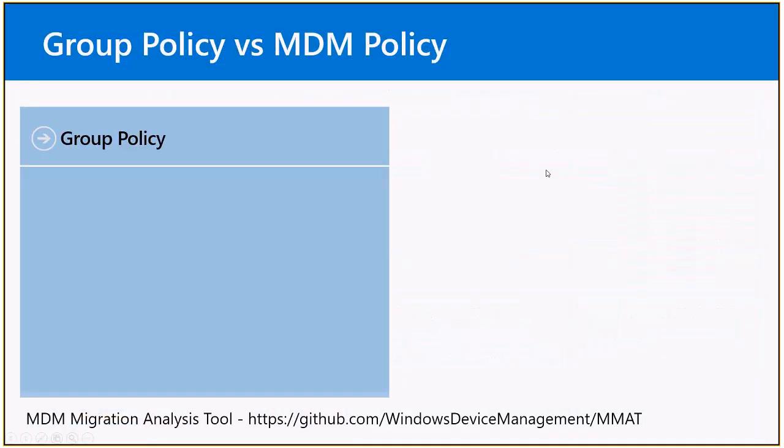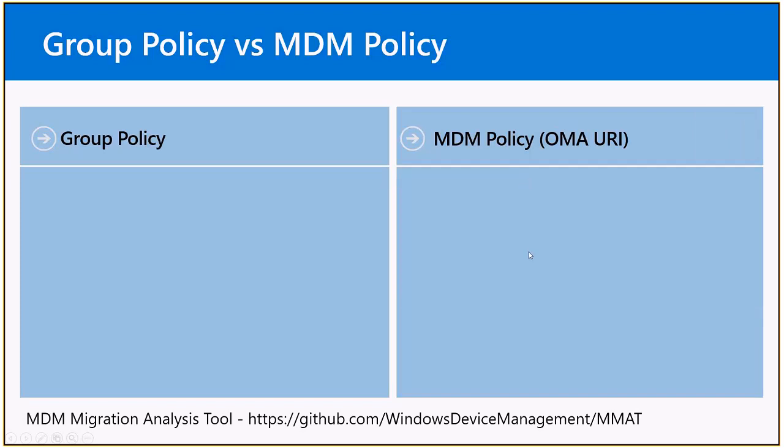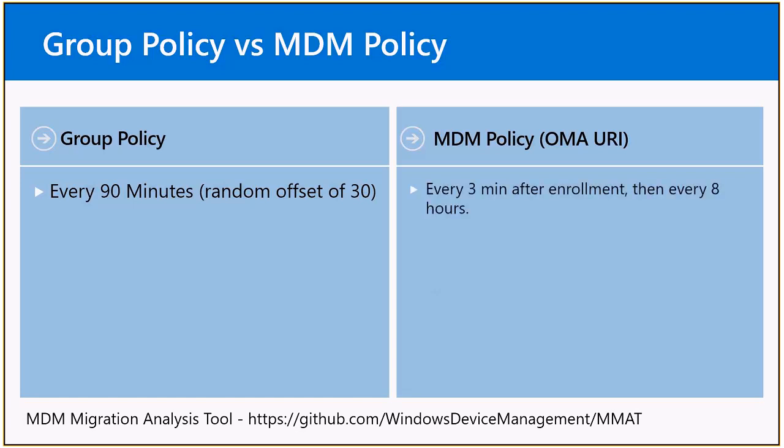A quick word on group policy versus the new OMA URI management method. Group policy is going to check in by default every 90 minutes with a random offset of 30 minutes. Whereas the MDM policies, when you initially enroll a device, it's going to check in for new policy every 3 minutes. And then after that time's out, or after it processes policy, it checks in about every 8 hours after that. Again, it's checking in with your Intune/Azure AD service, not with a local Active Directory.